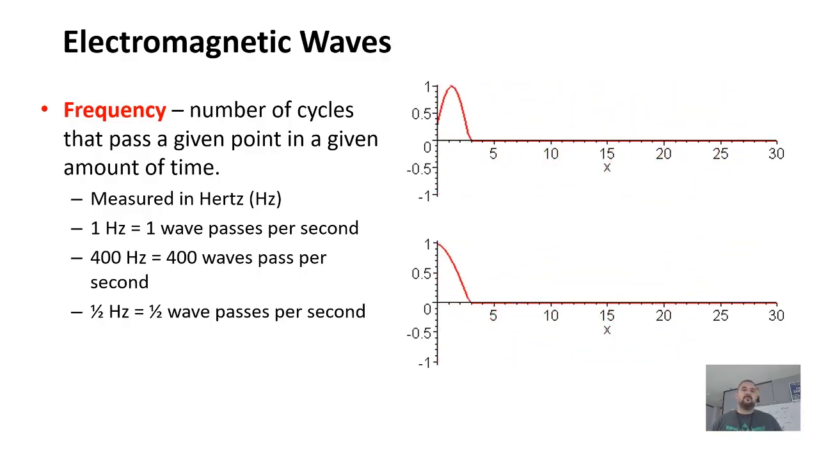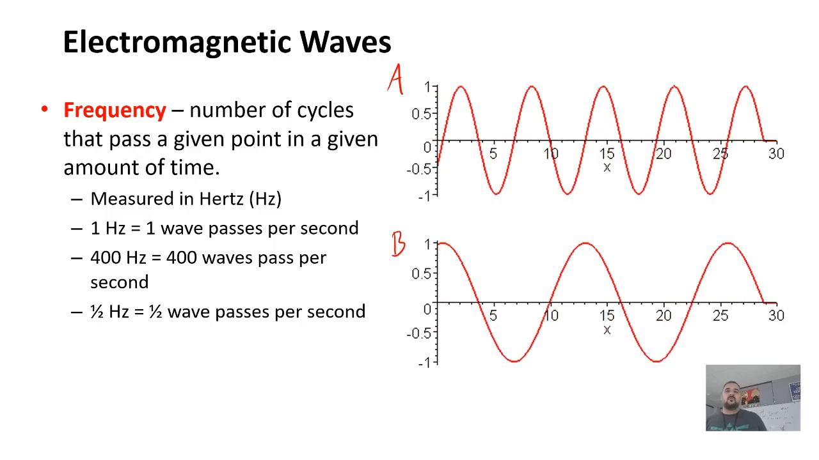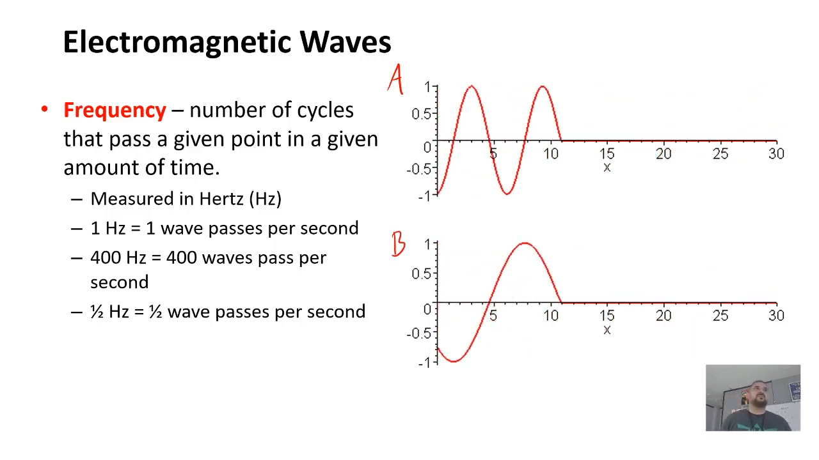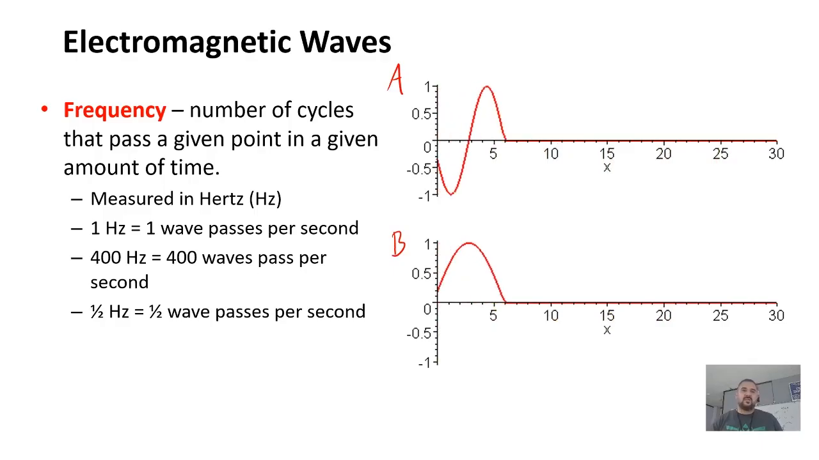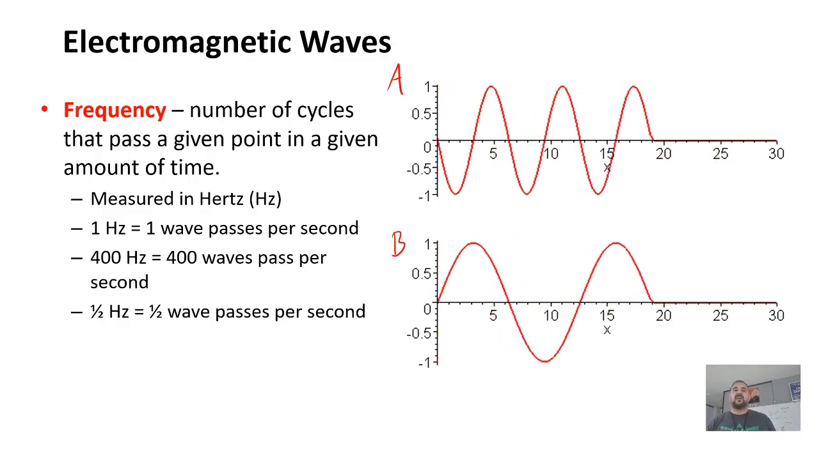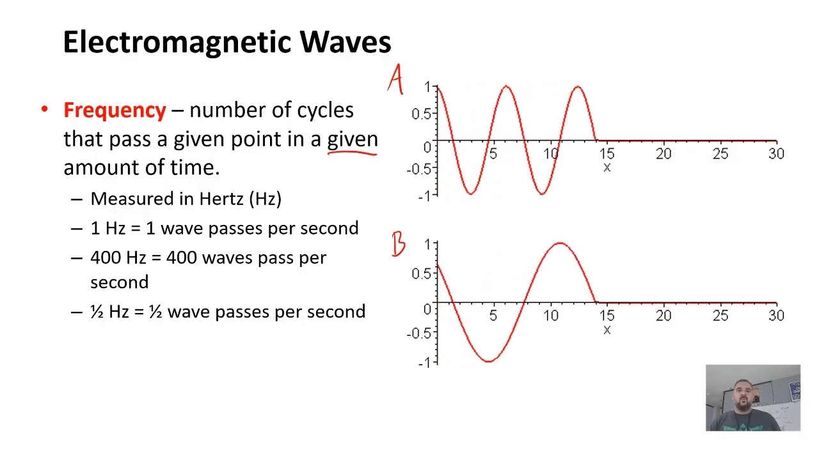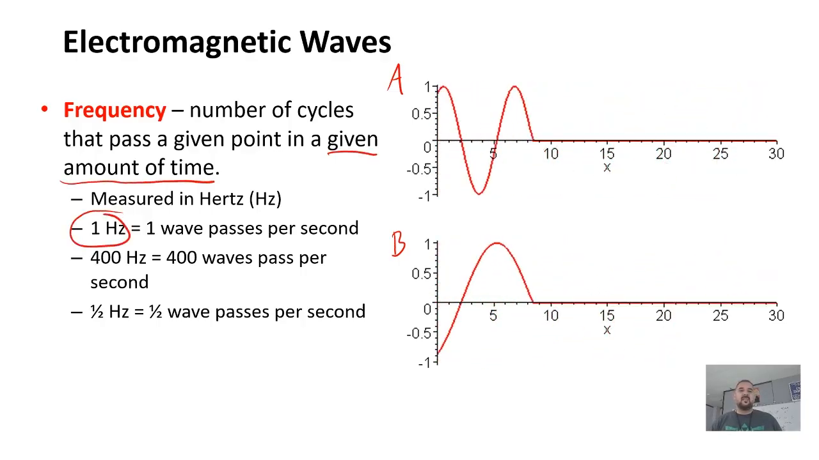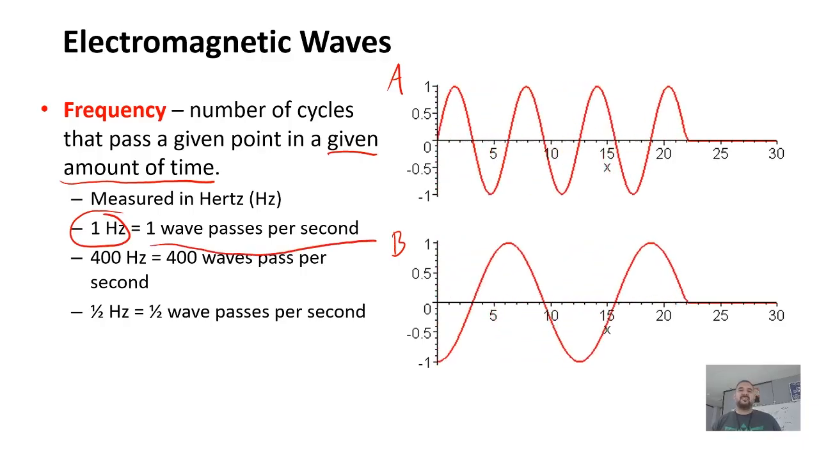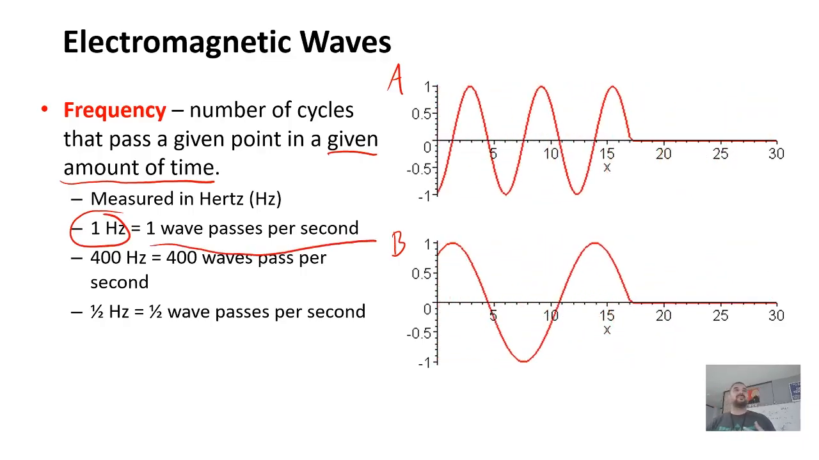So here at the top, I'm going to label this one A. I'll label this one B. When we talk about frequency, we're just talking about how often something happens. In chemistry, when we talk about frequency, we're talking about the number of cycles that pass a given point in a given amount of time. We use the unit hertz, and hertz is just how many passes per second. So if something is 1 hertz, that means it's happening 1 time per second.